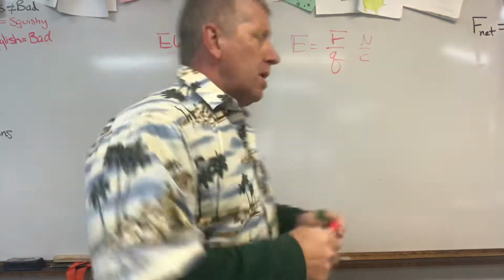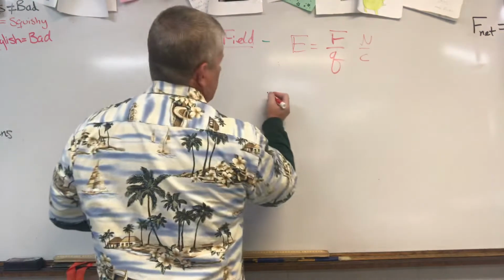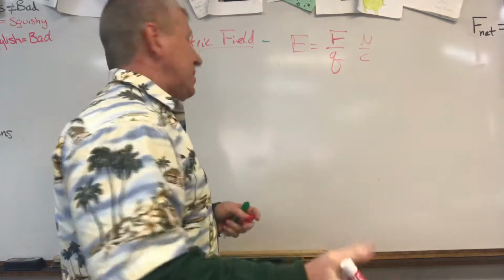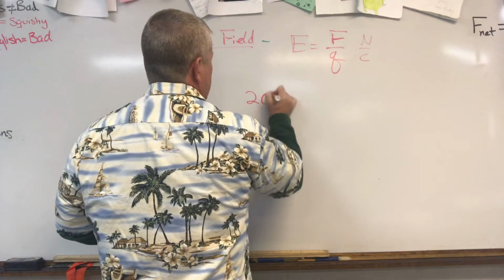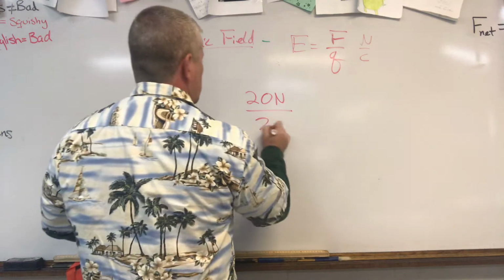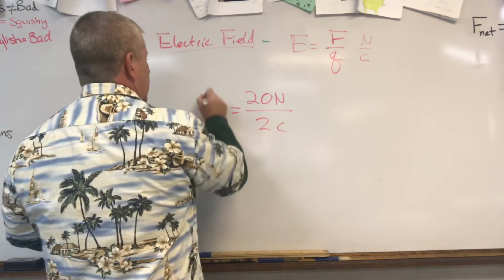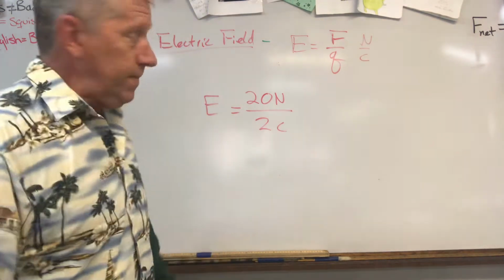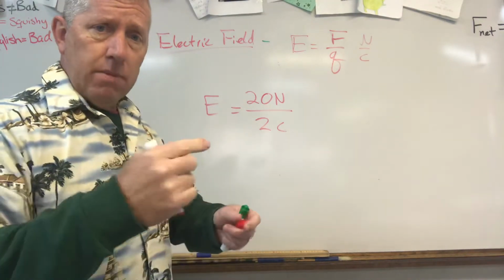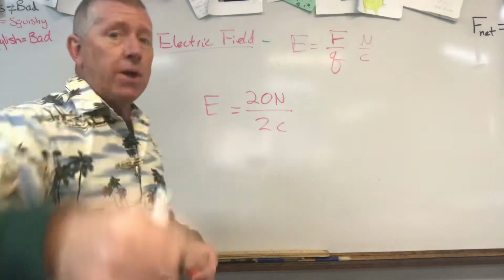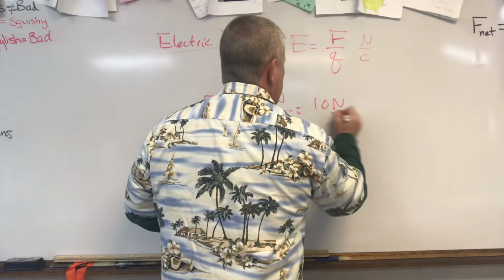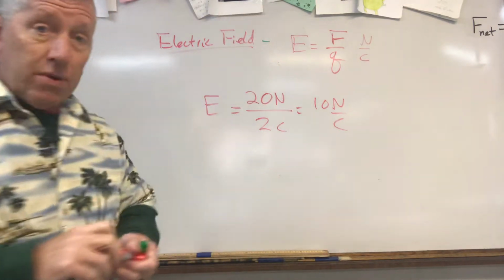All right, example. Let's say that we have an electric field and it produces 20 newtons on a 2 coulomb charge. So the electric field strength would be 20 newtons per 2 coulomb. Anybody got a calculator? Do you get it? Okay, thank you. 10. That would be 10 newtons per coulomb of electric field strength.